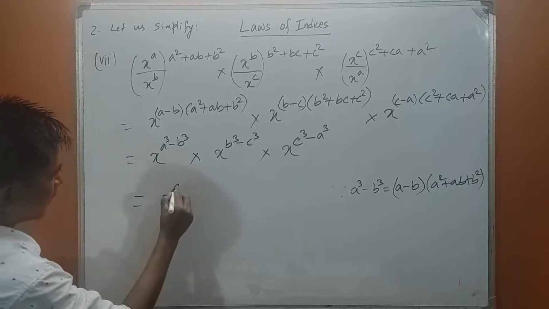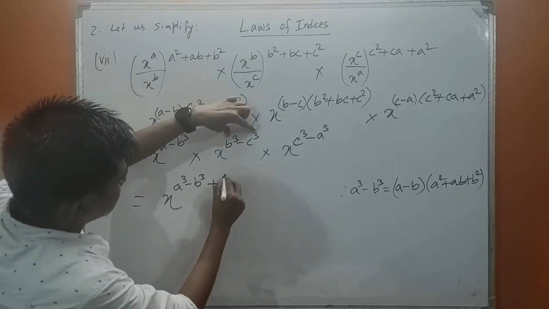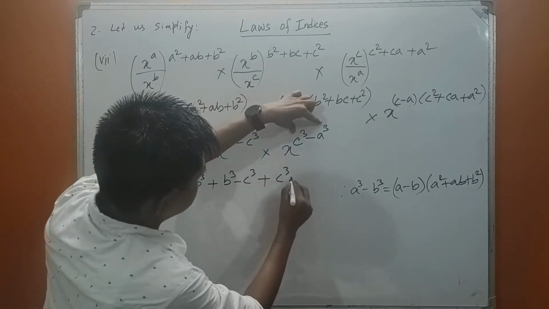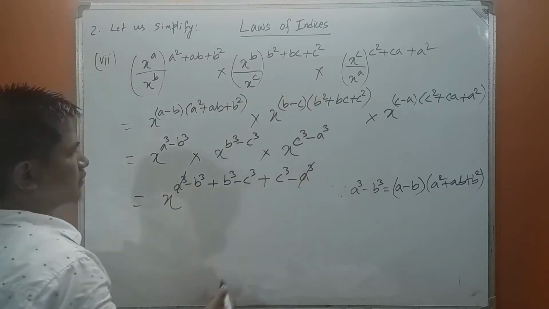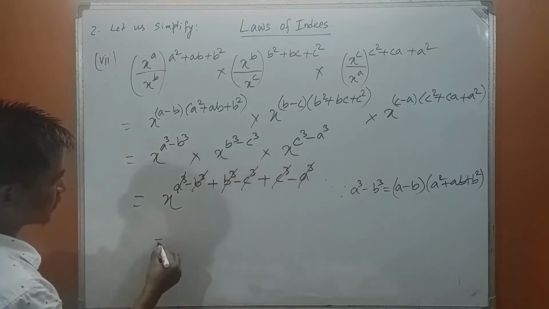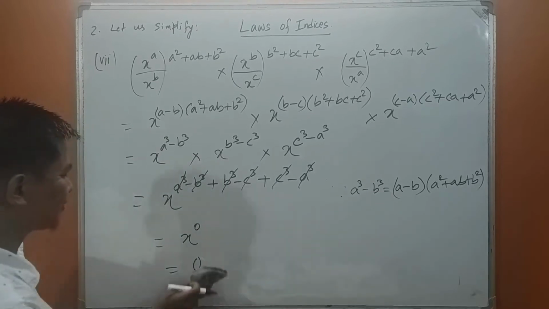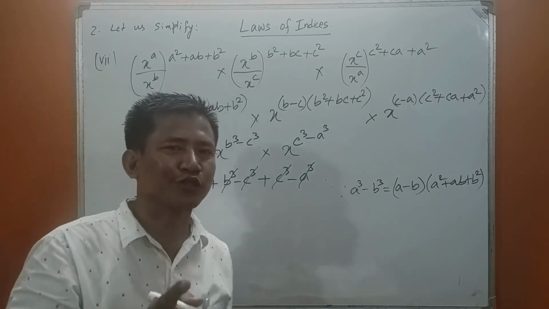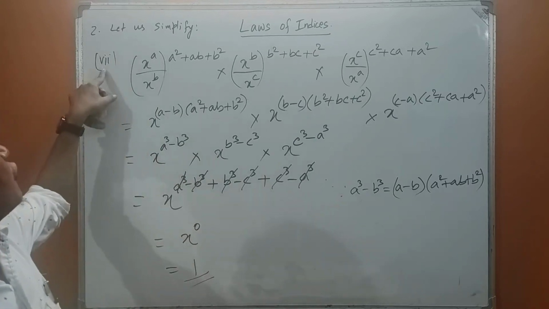x to the power a cubed minus b cubed, this power, plus b cubed minus c cubed plus this power c cubed minus a cubed. Okay, so plus a cubed and minus a cubed cancel, minus b cubed plus b cubed cancel, minus c cubed plus c cubed cancel. This means x to the power 0, isn't it? So x to the power 0 means 1. Okay, anything to the power 0 is 1, except 0 to the power 0 is not 1. 0 to the power 0 is undefined. Other than 0, anything to the power 0 is 1. Okay, remember this. So the answer for question number 7 is 1.